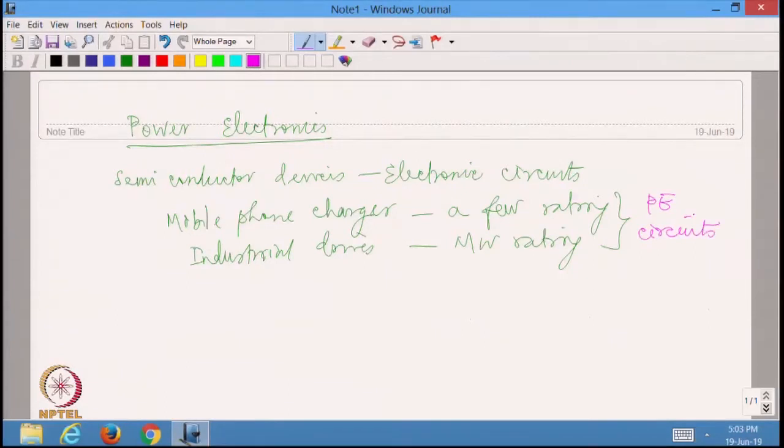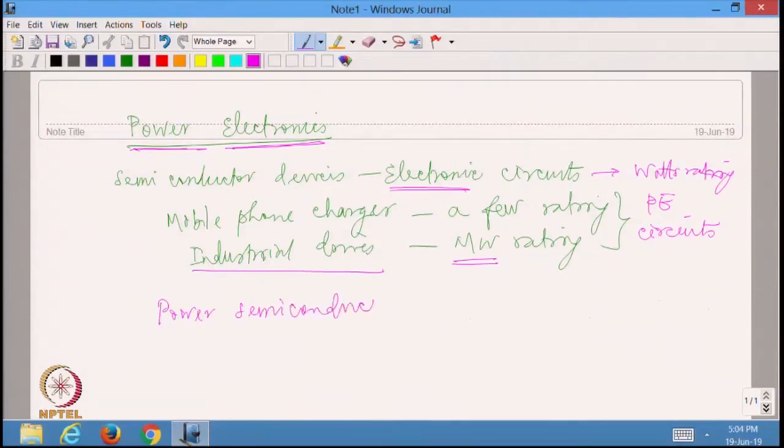If we talk about industrial drives, they are of megawatt rating, whereas normal electronic circuits are only of a few watts rating. But power electronics consists of both power, which is high power circuits, as well as electronics, which is low power circuits. So power electronics essentially deals with power semiconductor device circuits, that is, circuits made up of power semiconductor devices.